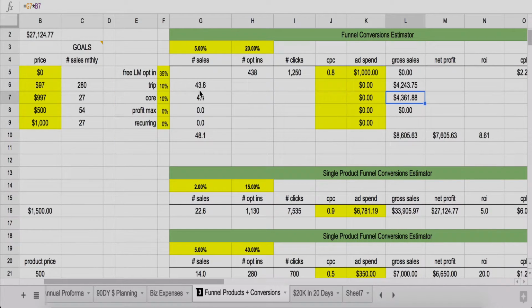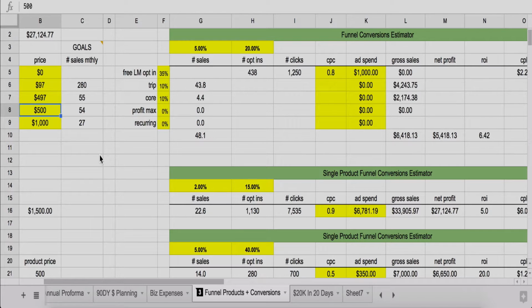Then I said, okay, if out of 43 people, 10% of those people bought my core product offer, which would be at $1,000, that'd be $4,300 in revenue. And then here, there's just not enough volume to really fill these numbers in. Even if it was, say, 2%, it just wouldn't be enough to generate sales. So I left it blank so it didn't muddy up the numbers over here. But what this would tell you is that in your funnel, you would have done 48 sales, gross sales of $8,605. Again, these numbers are arbitrary.